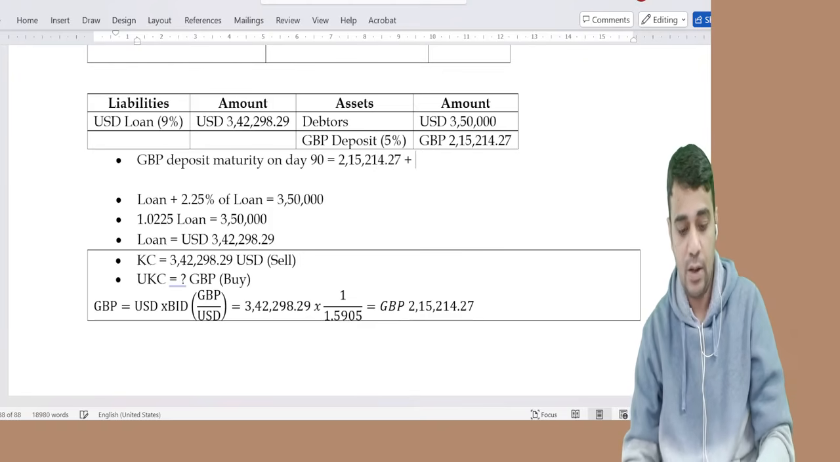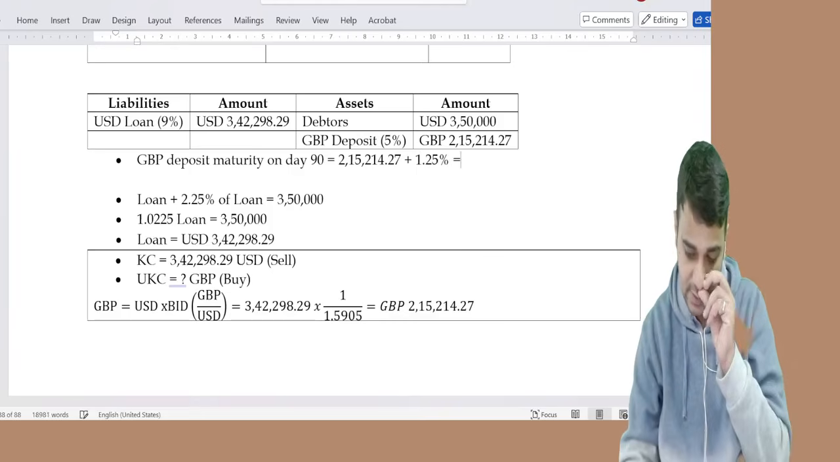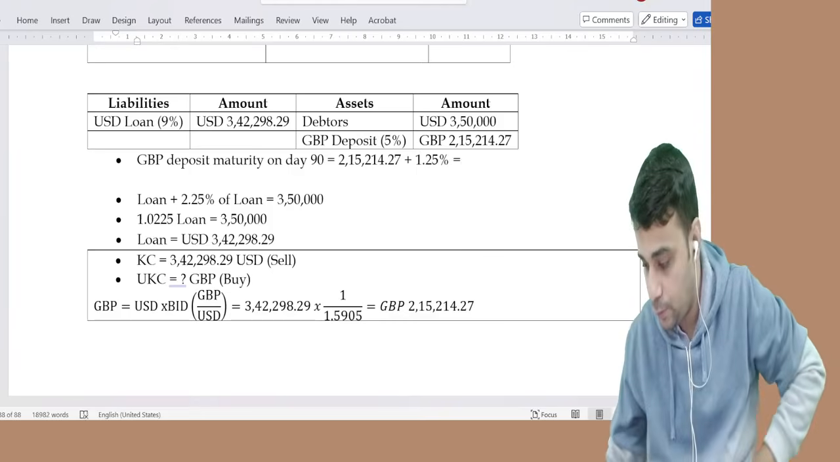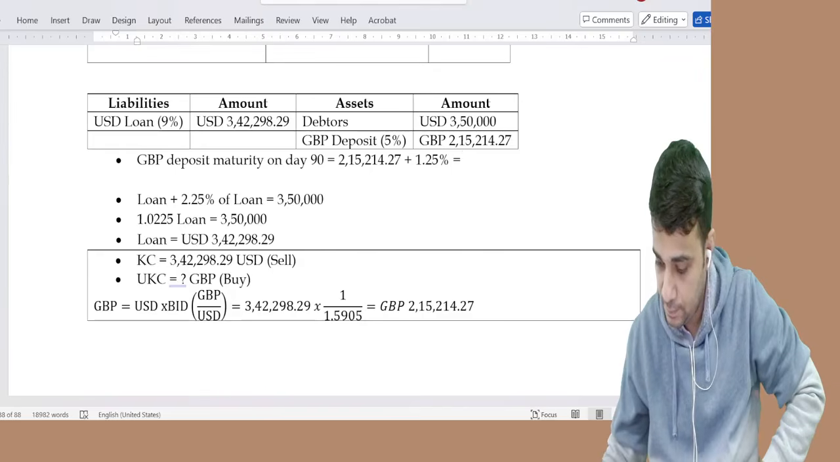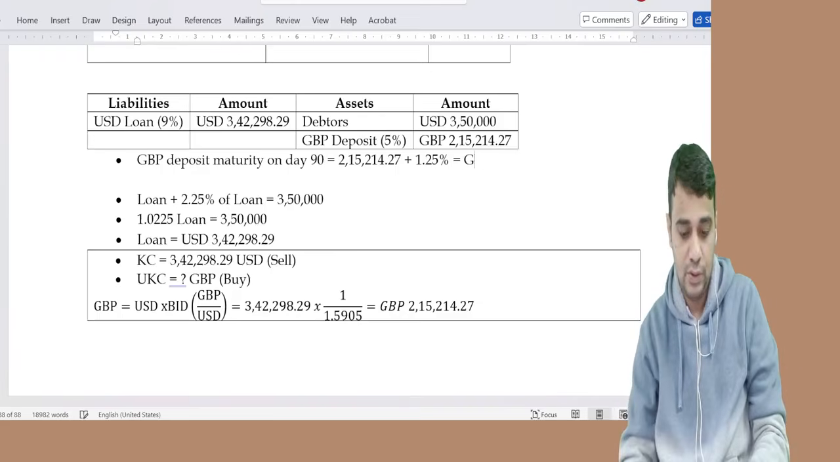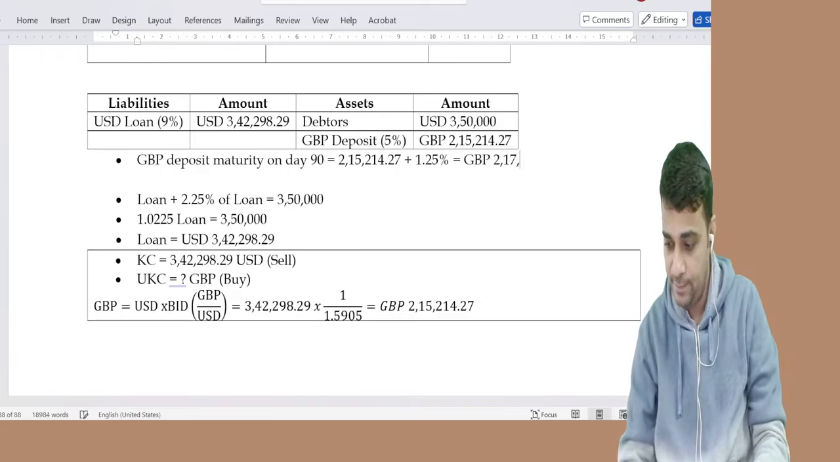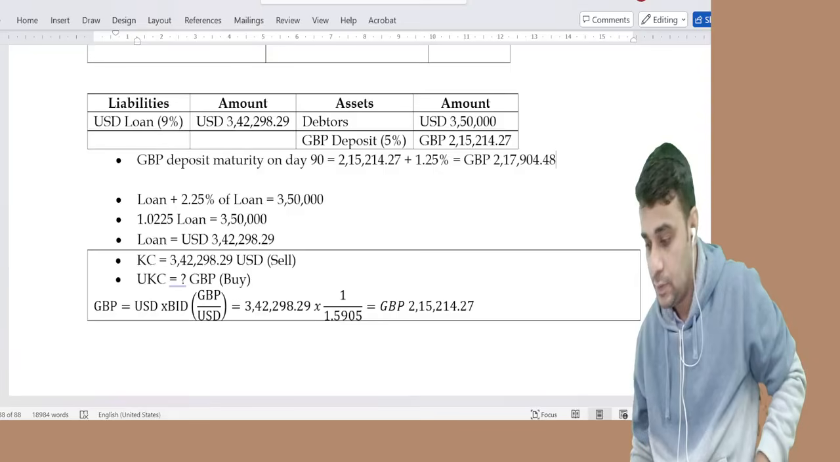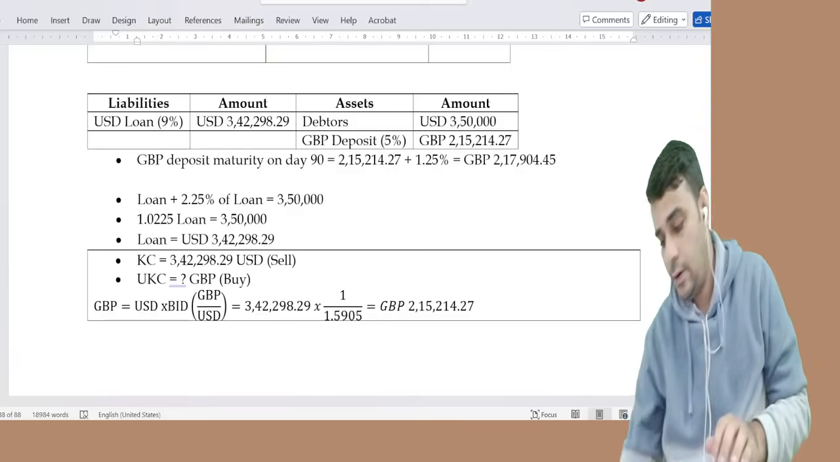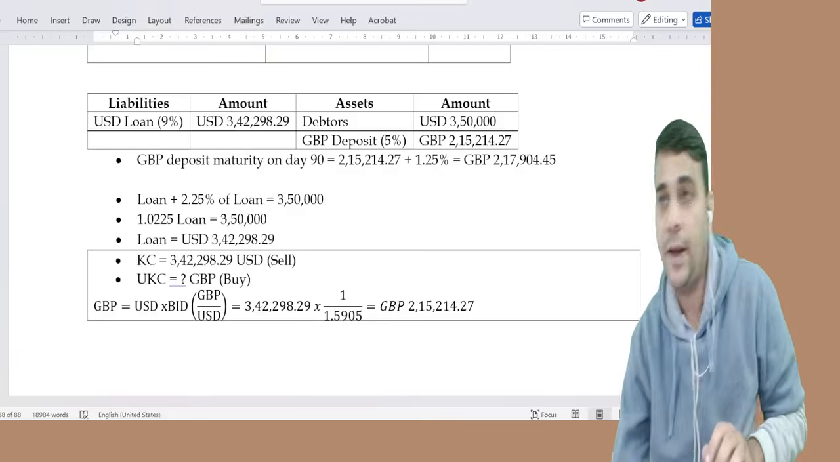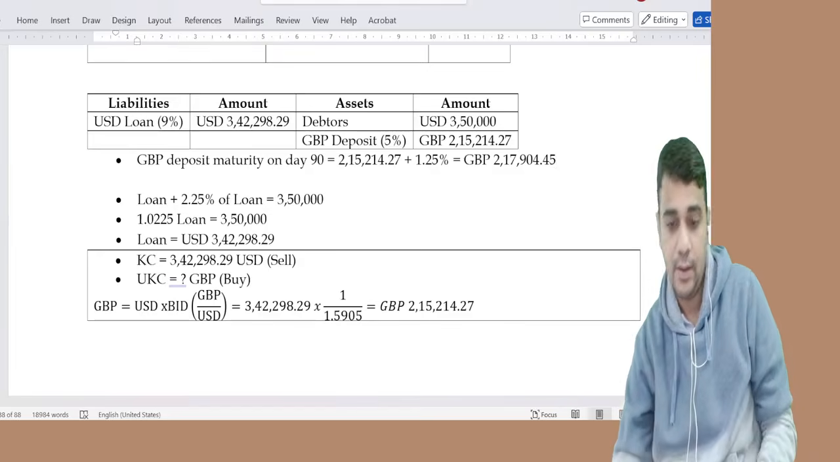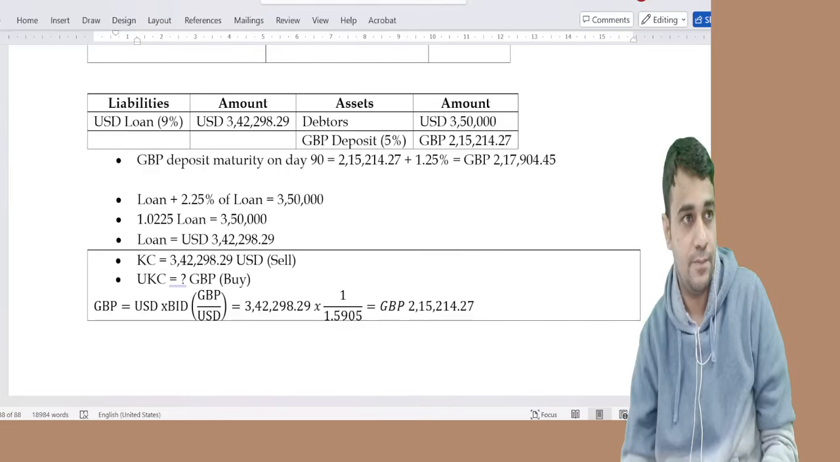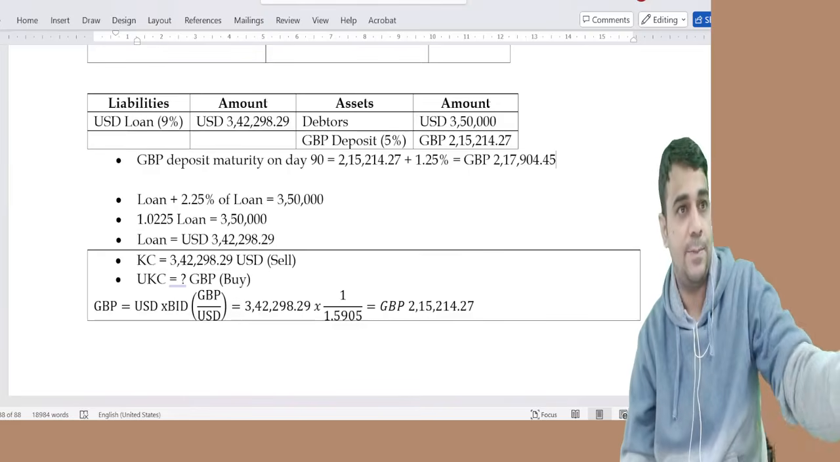214.27 plus 1.25% interest, 3-month interest. GBP 217,904.48. Sorry, 45. 904.45. Any doubts on this? Now I'll explain the steps again.